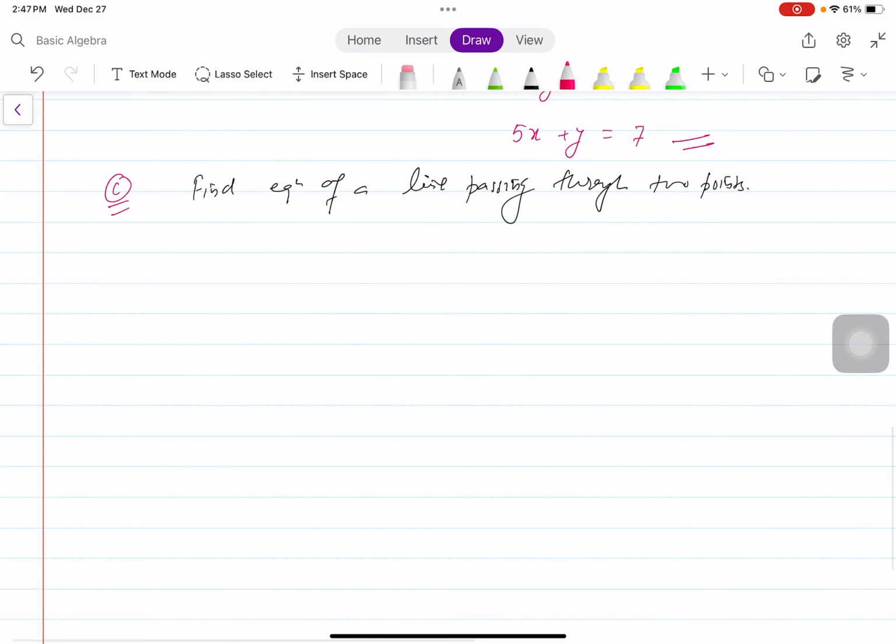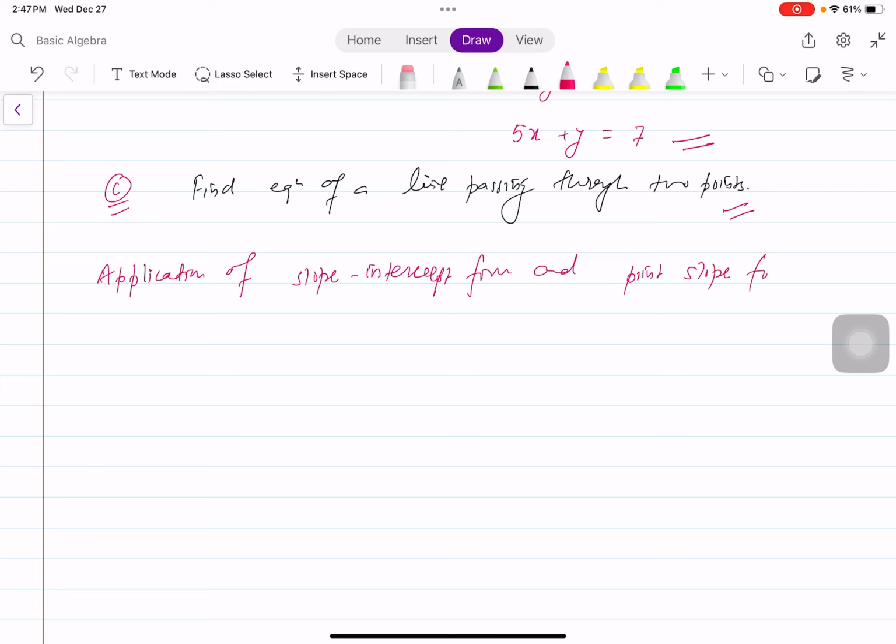Now, so this can be done. Now, finally, application of these two forms: application of slope intercept form and point slope form.